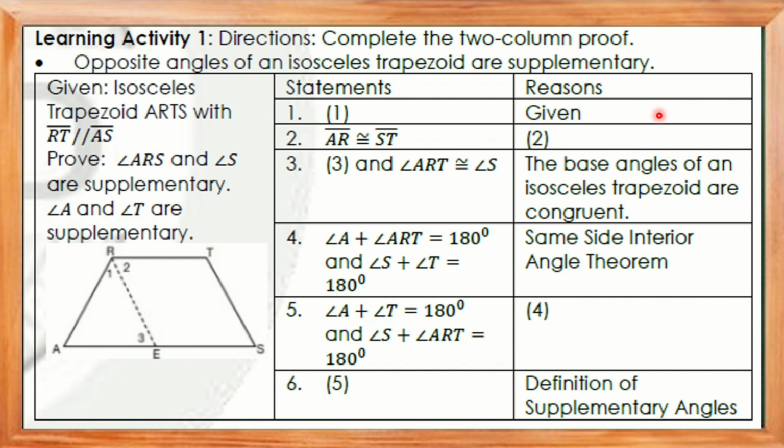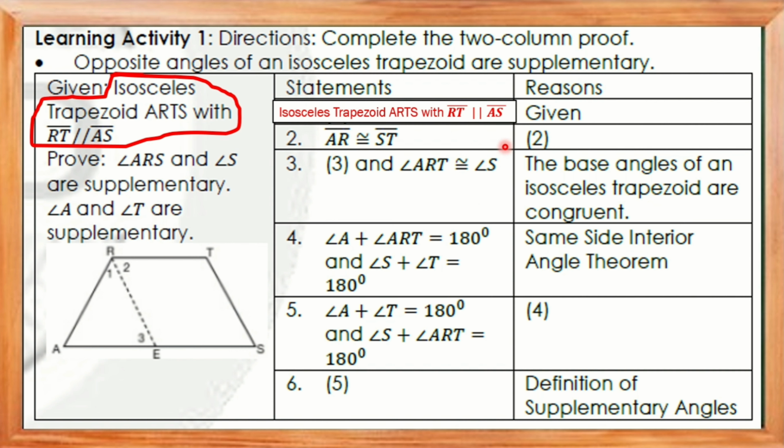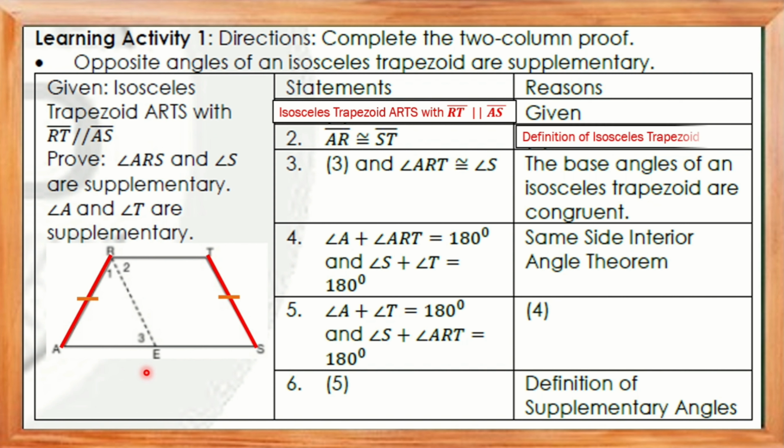Okay, so let's start. Sa statement number 1 natin, ang nakalagay dito sa reason ay given. So, ano ba ang given natin dito? Okay, so ito yung given natin. Yan. So, ibig sabihin, ito ay kukopyahin lang natin at ilalagay natin siya dito sa column ng statement. Next statement number 2 natin, yung segment AR is congruent to segment ST. So, alin yan dito sa figure natin? So, itong segment AR daw, tsaka si segment ST is congruent. So, ano yung reason natin dito? It's because of the definition of isosceles trapezoid. So, yun ang ilalagay natin dito sa reason.